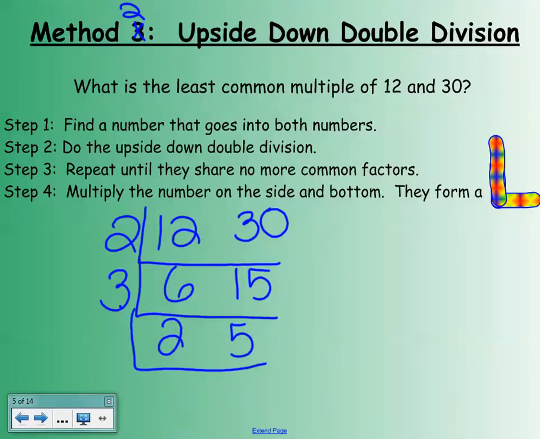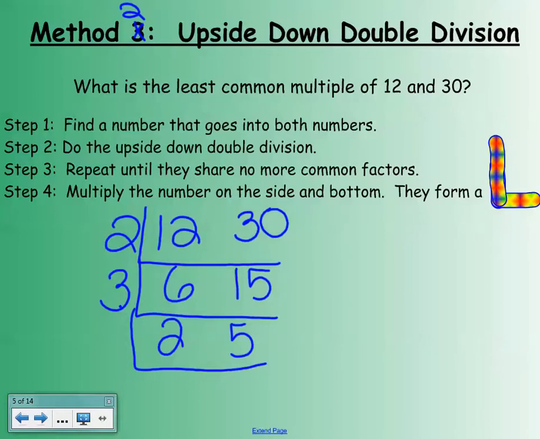Now, 2 and 5 do not share a common factor besides 1. So normally what I would do for my GCF is do 2 times 3 equals 6. That doesn't really make sense for my multiples though, because remember, my multiples are numbers that I multiply and I have to make them bigger. So I don't think my answer would be 6, which is smaller than either of the numbers I started with. So what I'm going to do here, let's look at what the last step says.